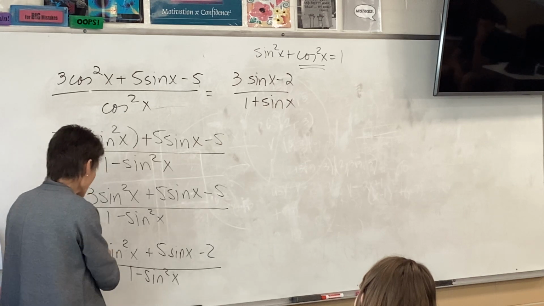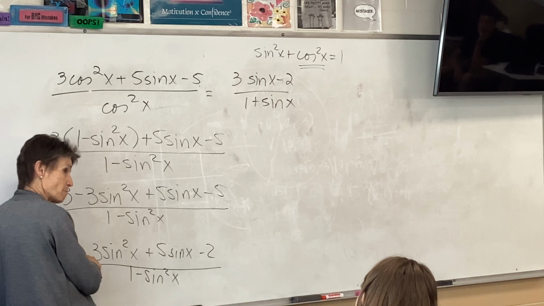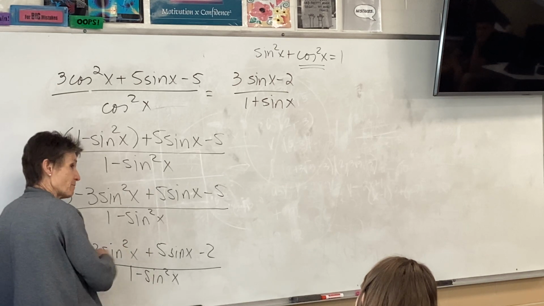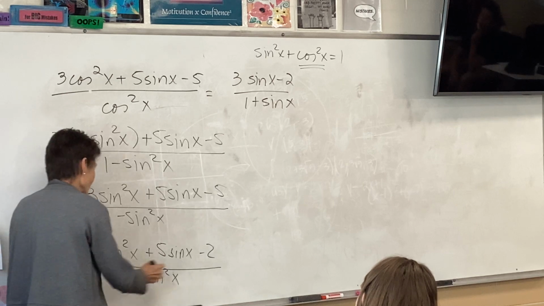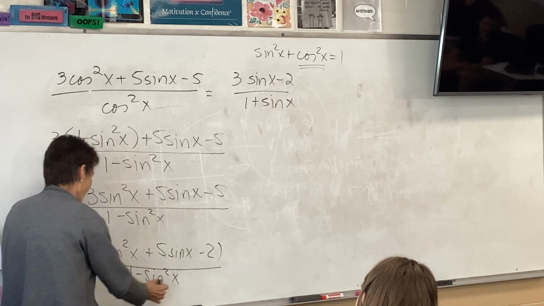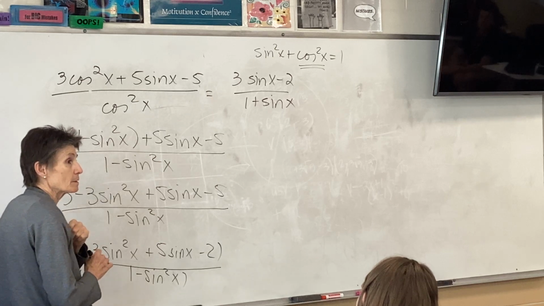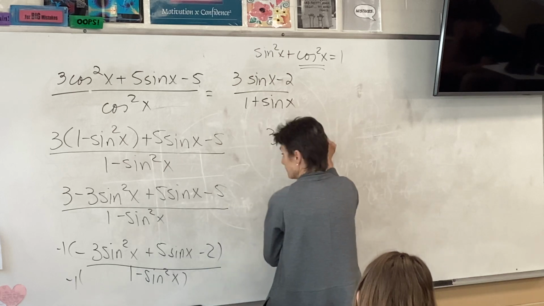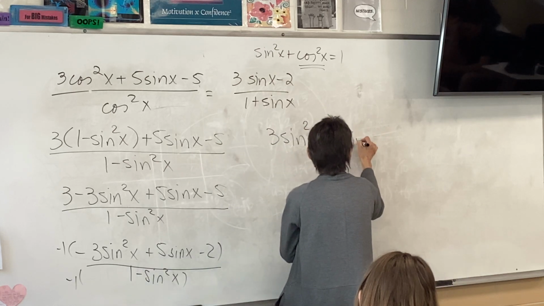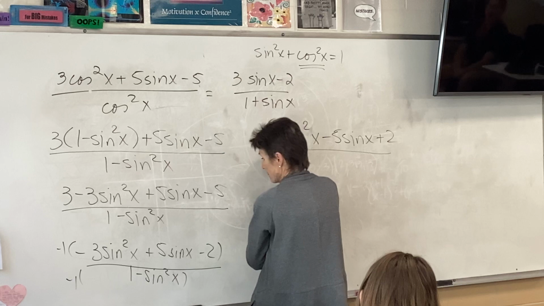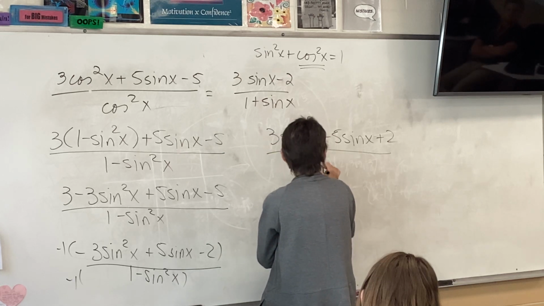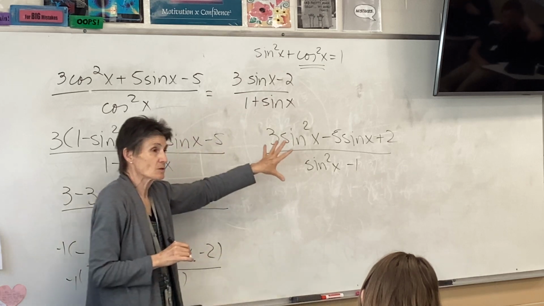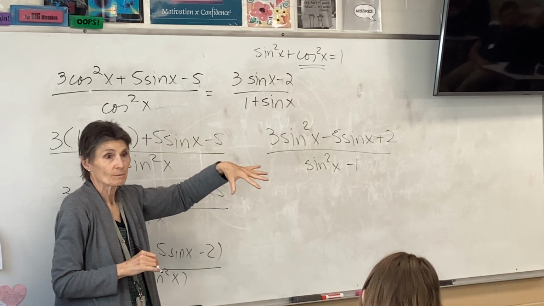Now, if the negative up here is bothering you, somebody was in here for office hours yesterday, really struggling trying to factor this. Remember, you can multiply top and bottom by negative 1. And then you don't have a negative anymore, so now we'll have 3 sine squared minus 5 sine plus 2, and sine squared minus 1. Now, the only way to cancel is to factor first, right?